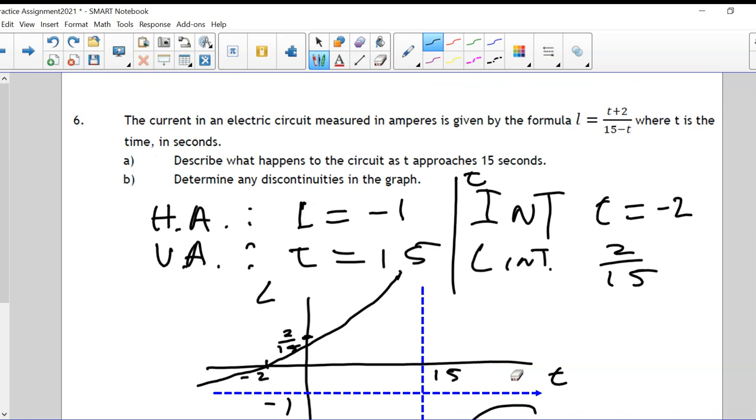So now let's ask the question, right? Jeremy, you can chip in on this one as well. Describe what happens to the circuit as t approaches 15 seconds. Right? What happens to the circuit? Okay, Jeremy, please go ahead.